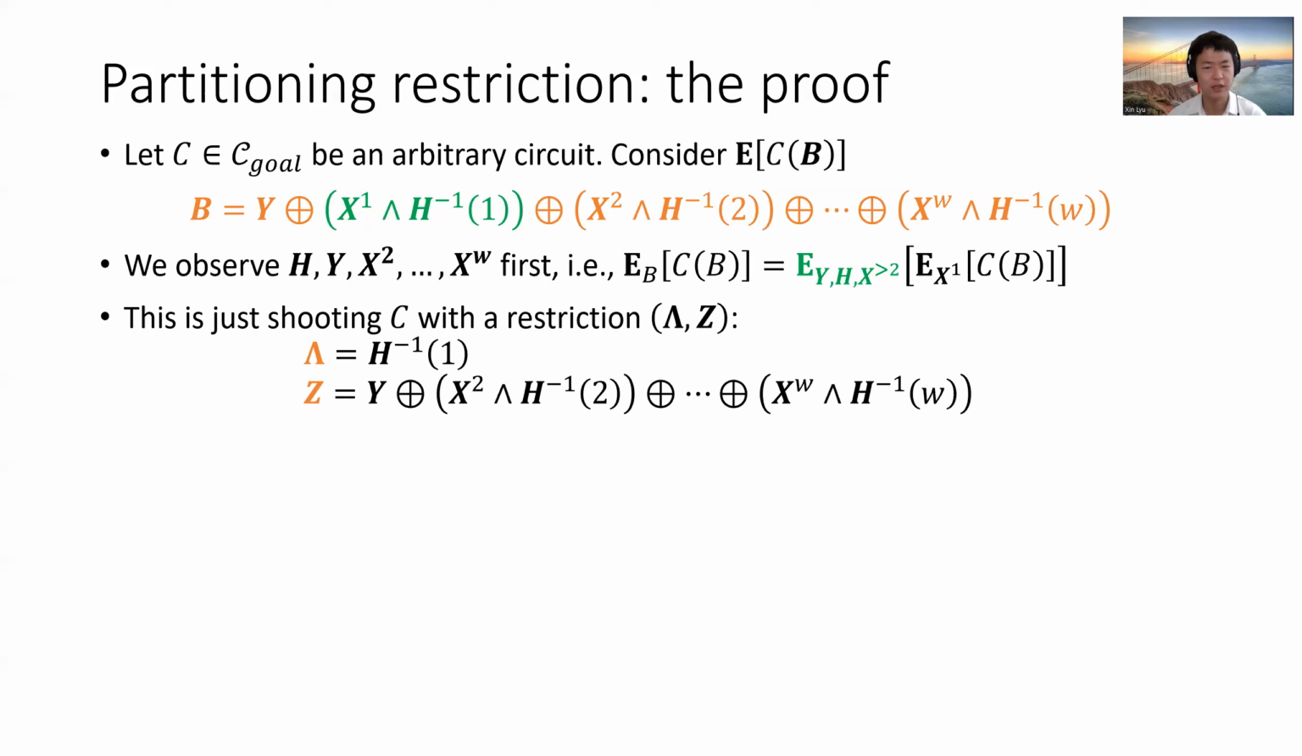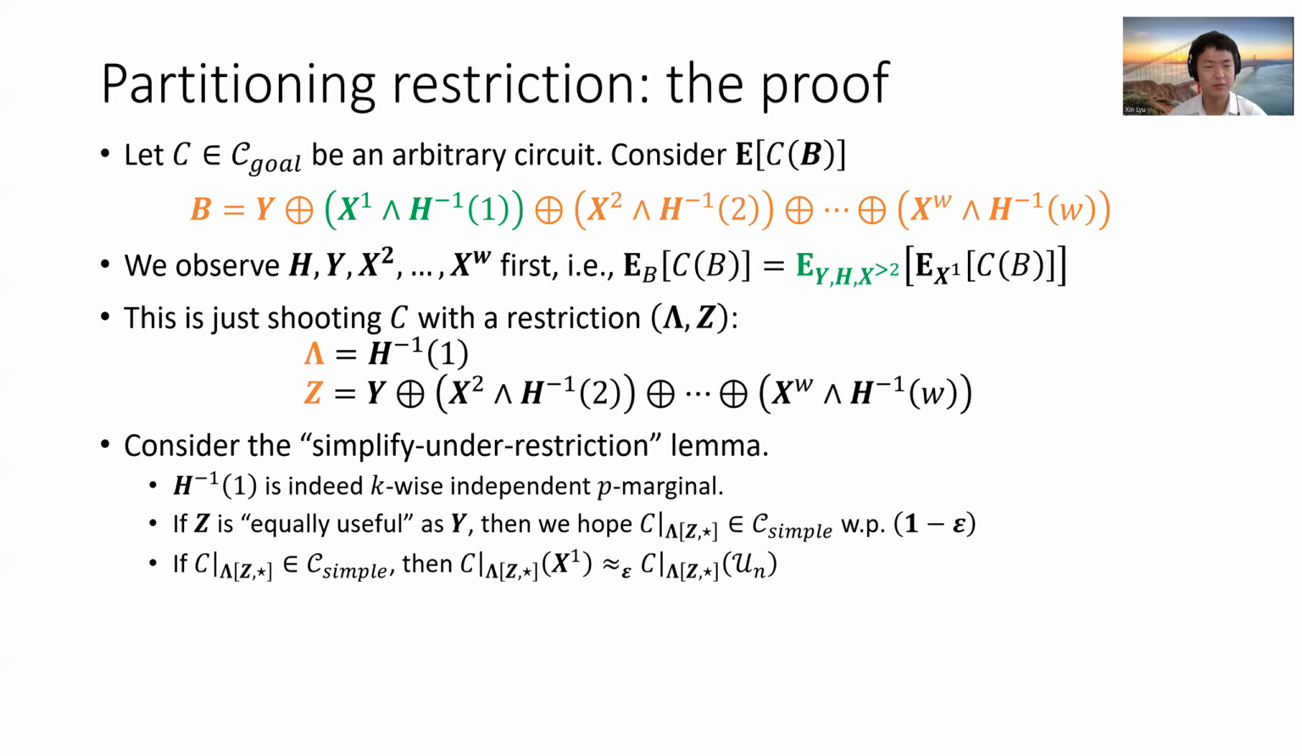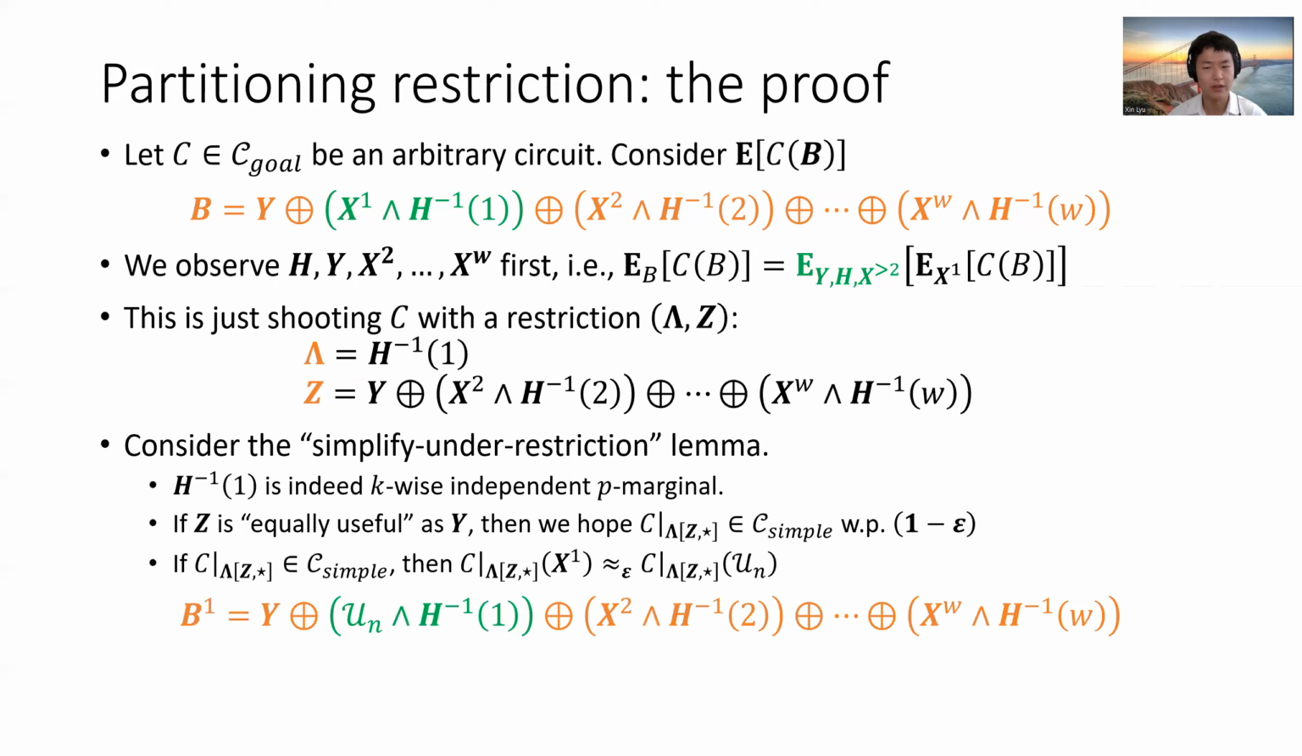Given the random restriction, we want to apply the simplified under restriction lemma. We can find that H inverse 1 is indeed a k-wise independent and p-marginal subset of n elements. Moreover, if this z can be equally useful as y, then we may hope that the restricted circuit is in C simple with very high probability. If C does simplify, then it cannot distinguish x1 from a uniform string. So we can replace x1 with a uniform string and get a related distribution B1. We have just shown that the expectation of C on B and on B1 are 2 epsilon close.